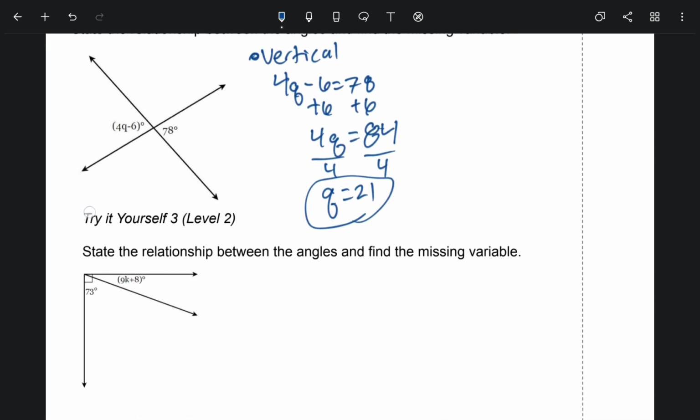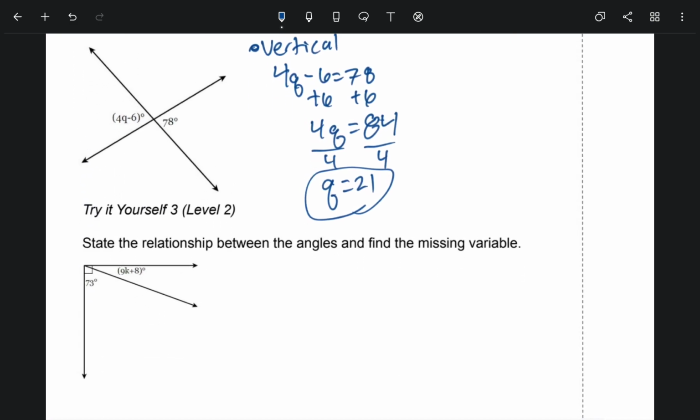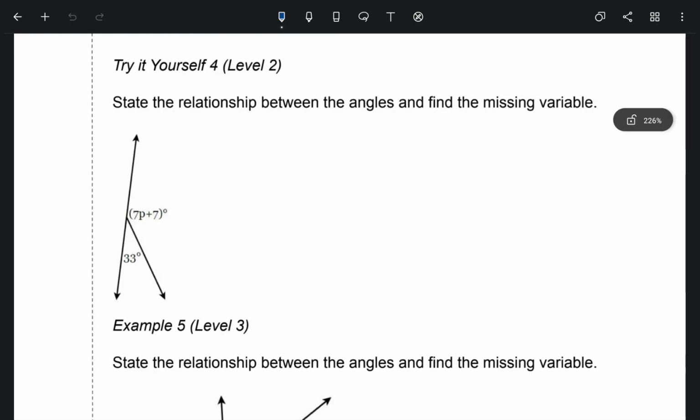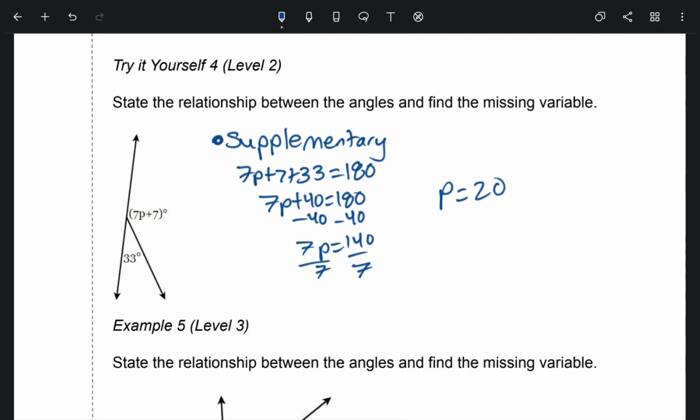Now let's go ahead and try the next one. Pause the video if needed. And I'll be giving you the answer in 3, 2, 1. Here you go. Go ahead, try this one now. Pause the video if needed. I'll give you the solution in 3, 2, 1.